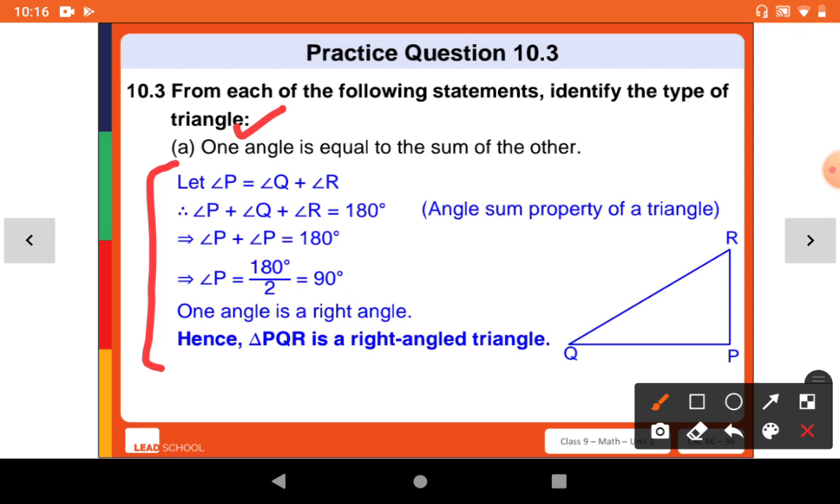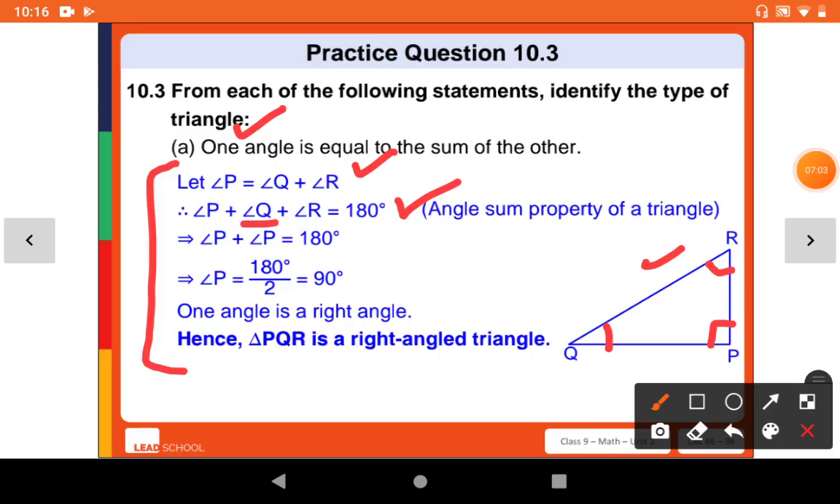Write all the statements. So here we have drawn a triangle PQR and we have mentioned three angles, angle P, angle R and angle Q. Now as we have taken P as the biggest angle, therefore angle P will be equal to angle sum of angle Q and angle R. But also according to the angle sum property of triangle, we know angle P plus angle Q plus angle R equals 180 degrees.